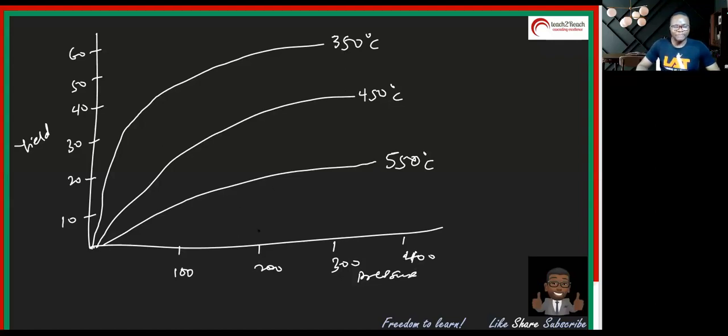Okay, which pressure am I going to choose? So if I choose 200 at 550 degrees Celsius, which is a higher temperature, my yield will be 20%. This will give me 20%. But if I still maintain 200 at 450, my yield will be around 40%.